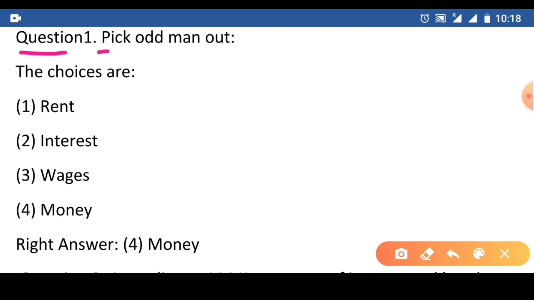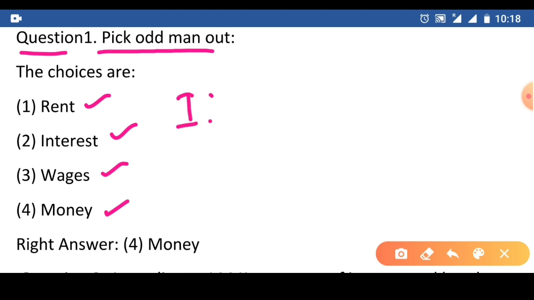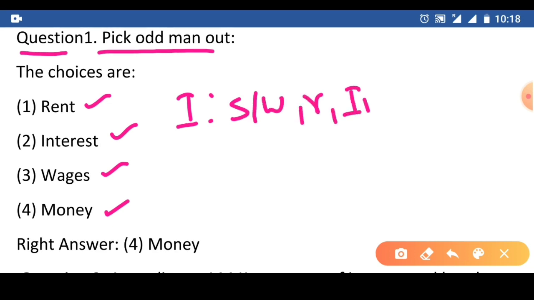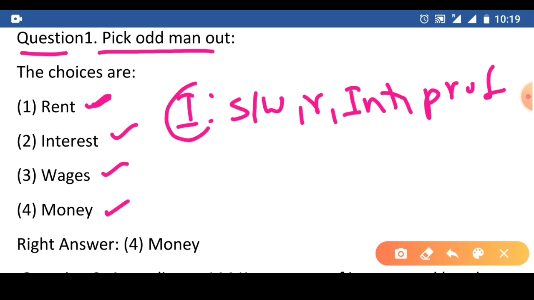Question 1: Pick the odd man out. Rent, interest, wages, money. We get income from different sources such as salary or wages, rent, interest or profit. These are all income elements, but money is not among them. That's why it is the answer.